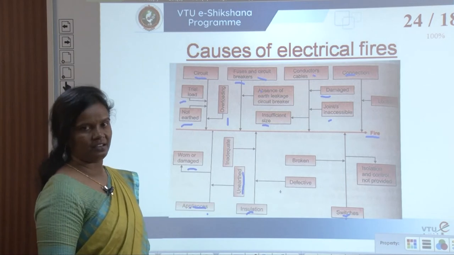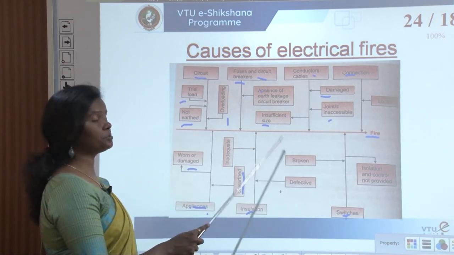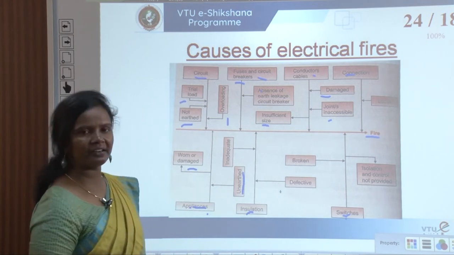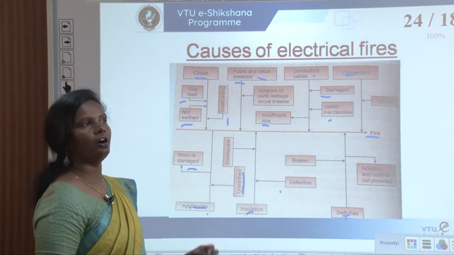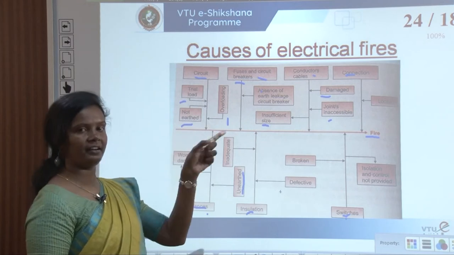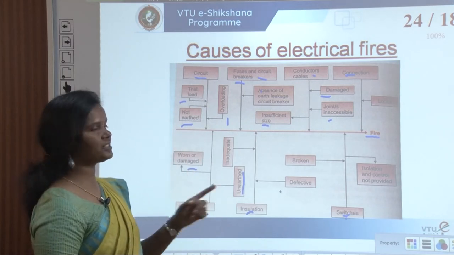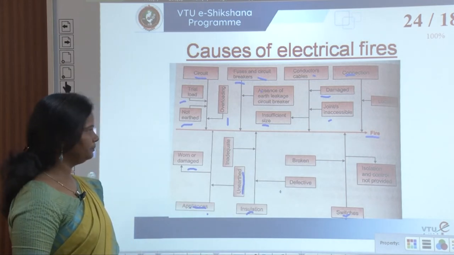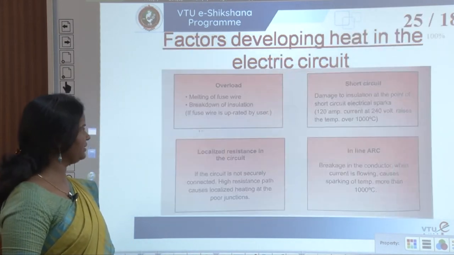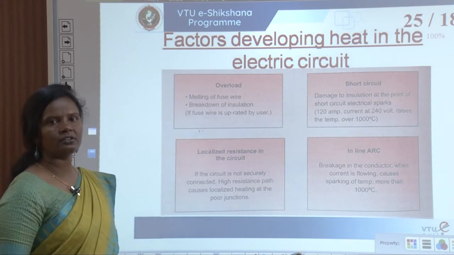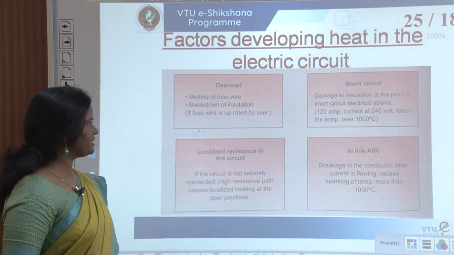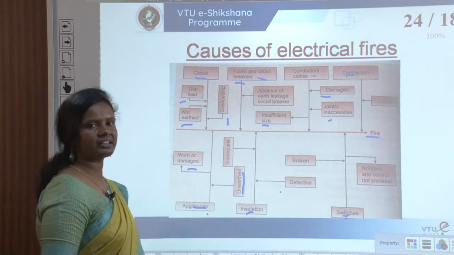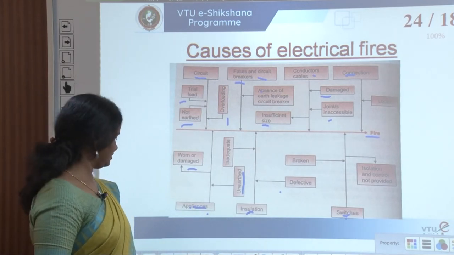Switchboards: if switchboards or switches are broken, isolation and control are not provided. If it is not isolated, or it is connected through every system, then it is difficult. Control is not provided properly. So those are the factors which generally explain how electrical fires can be caused.